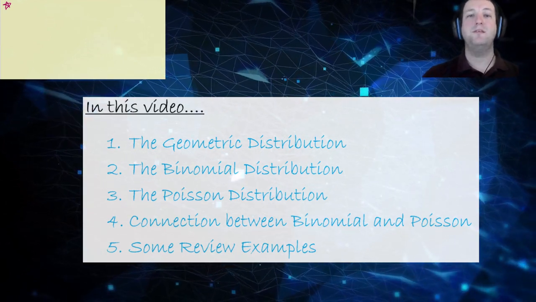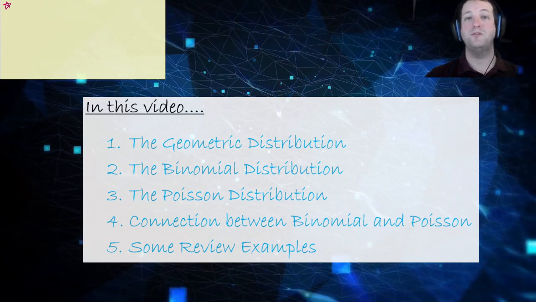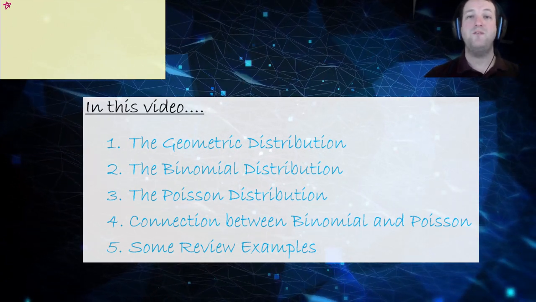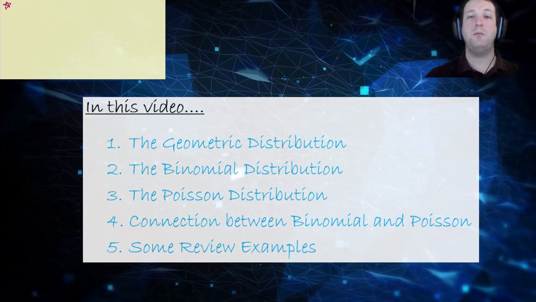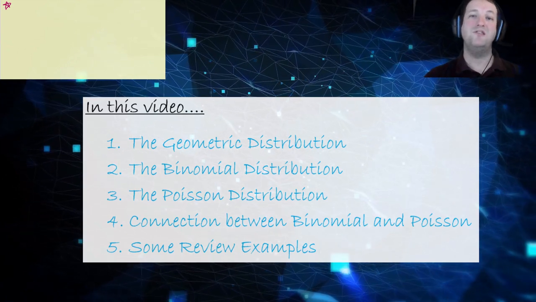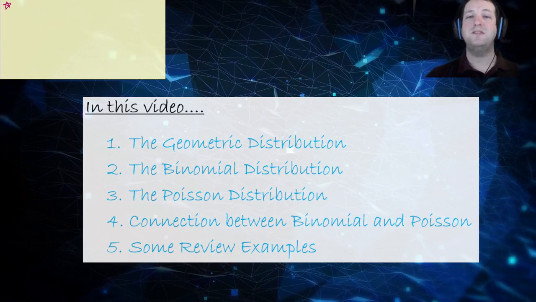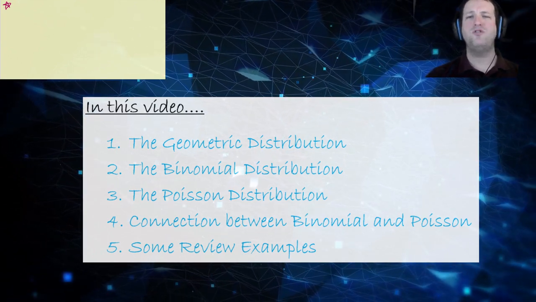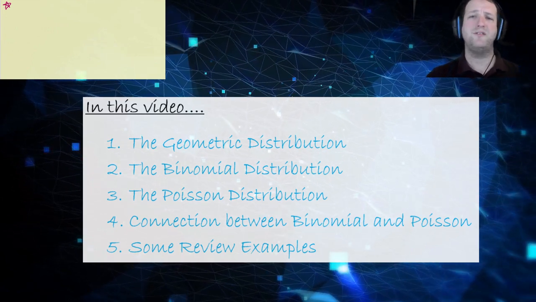In this video, we're going to continue our discussion of probability mass functions on discrete random variables. We're going to be focusing on three very important types of distributions in this video, and we're going to give a couple examples on each of them. The first distribution we're going to be looking at is the geometric distribution, followed by the binomial distribution, and then the Poisson distribution, which are pretty much similar to one another, but each has their unique characteristics.